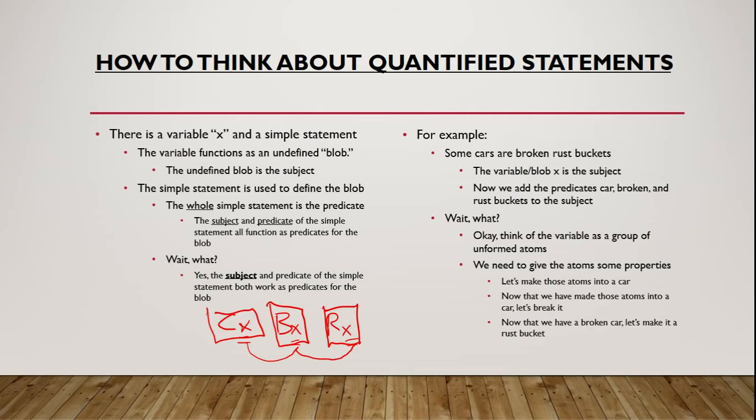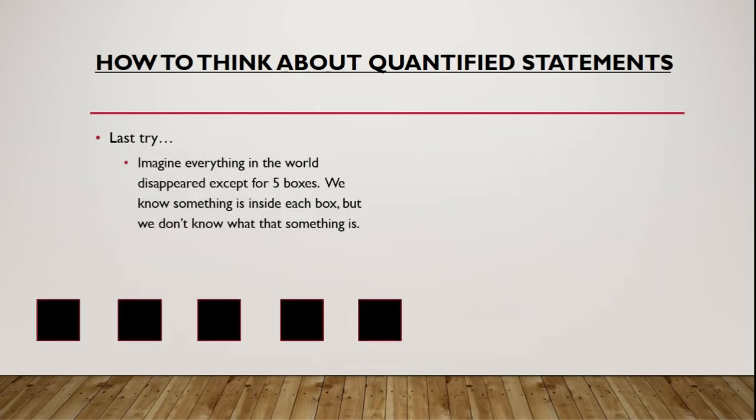Still not feeling it? Last try. Imagine everything in the world disappeared except for 5 boxes. We know something is inside each box, but we don't know what that thing is. So all there is in the world are these 5 boxes. There is something in each box, but I don't know what it is. The x is what is inside the box, and the statement is going to tell you what that x is.